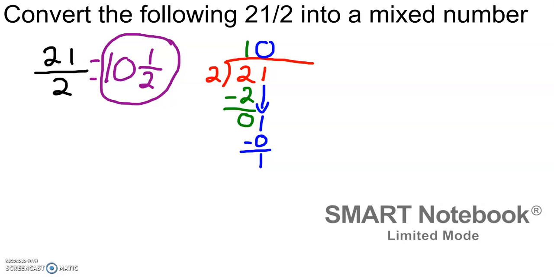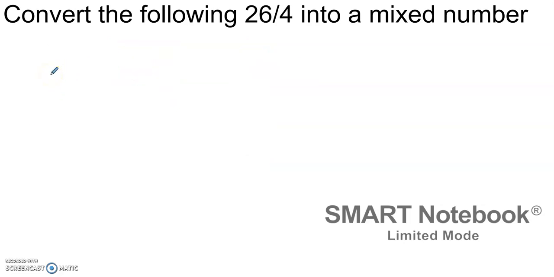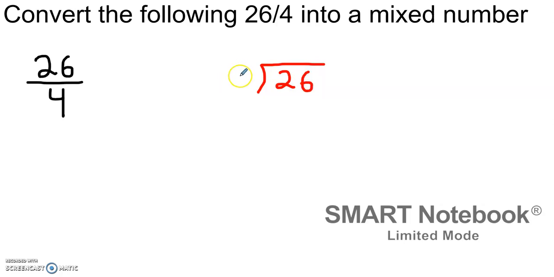Now that I have that, let's try one more problem. Here we have convert 26/4 into a mixed number. So I'm going to rewrite this the way I like to see my fractions. You don't have to if you don't want to, but I like to do that. Now I go over here in my workspace and I'm going to divide. Remember, my dividend goes in the center. So the 26 goes inside. And my divisor goes on the outside. So I'm going to write my 4 here.